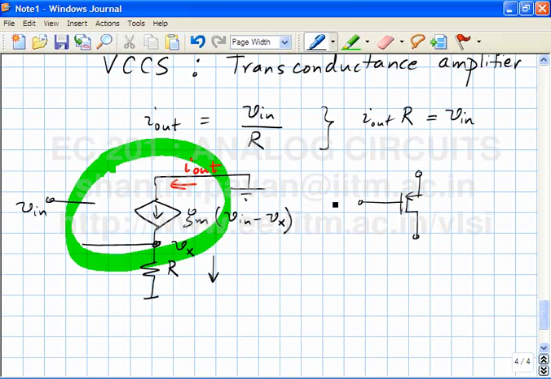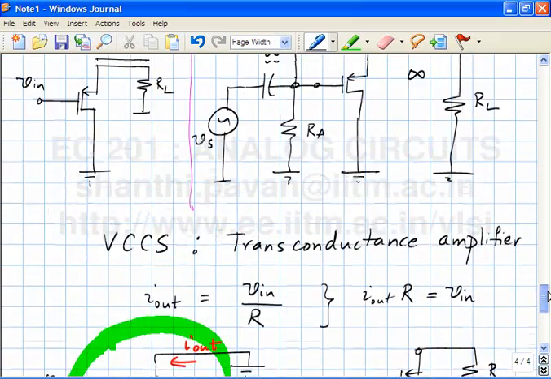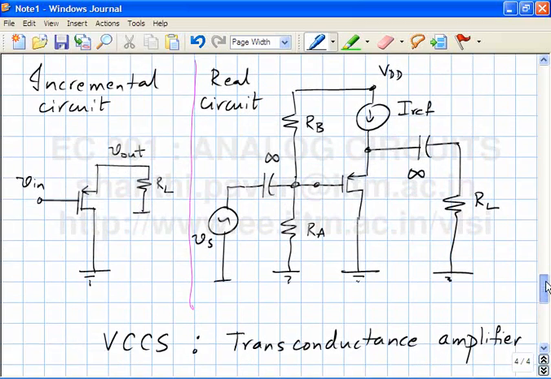R must be in the source. The output must be, the drain is connected to ground incrementally, and this is the output current, and the gate must be the input incremental voltage. So any suggestions on how I might get the real network which corresponds to this?